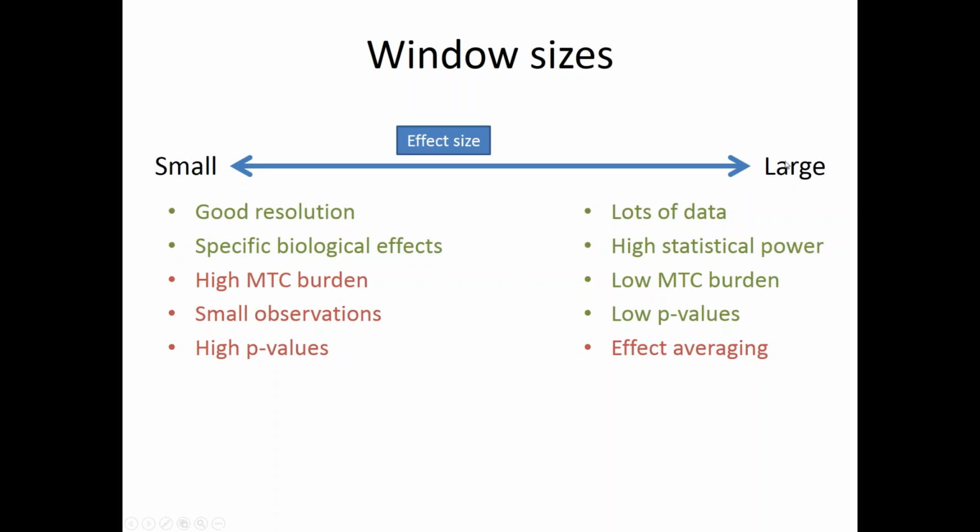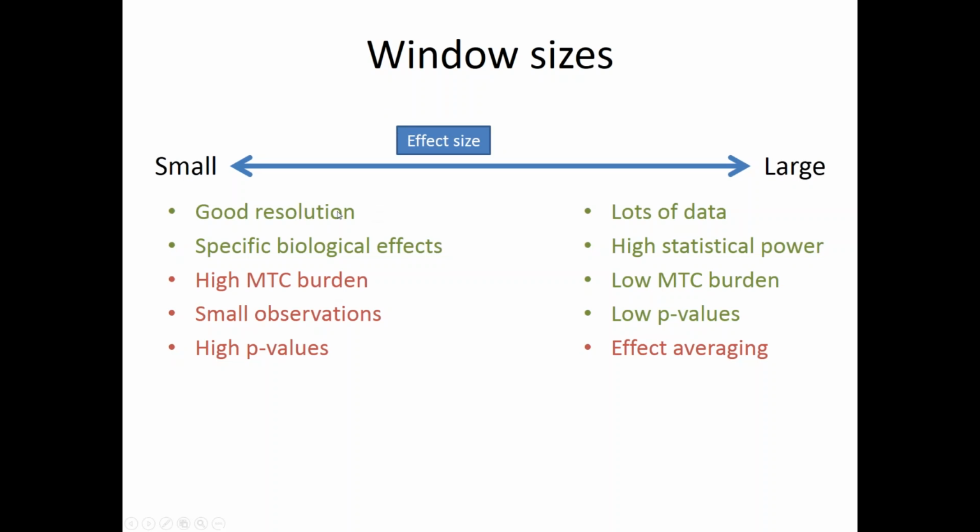The only reason for not using large windows is if we make our window larger than the size of the differentially methylated region, because now we're bringing more data in, but we're also starting to average away the differential methylation effect that we're trying to detect. Okay, so as soon as our window size is bigger than the region which is changing, our effect size, then we're actually making things worse rather than better.